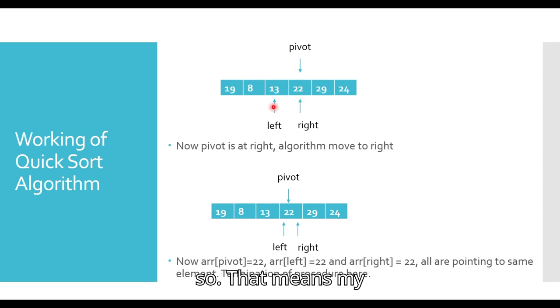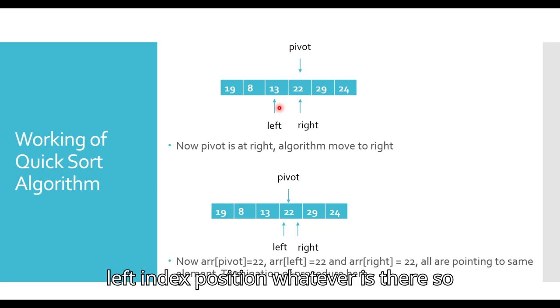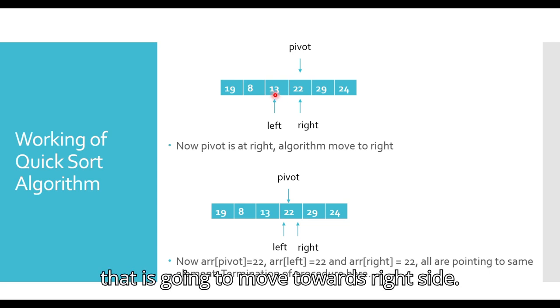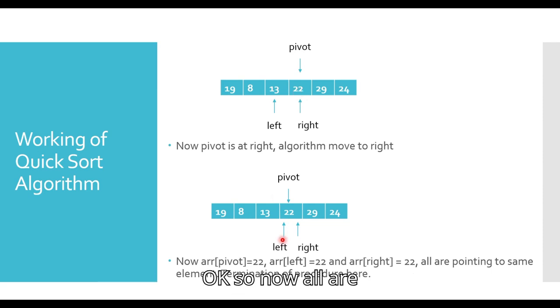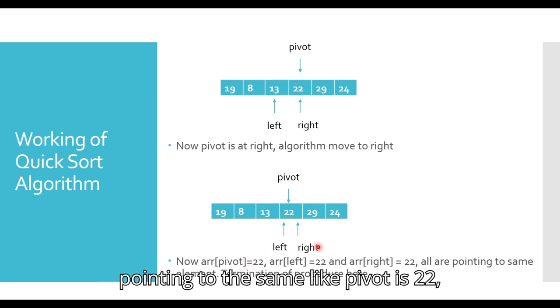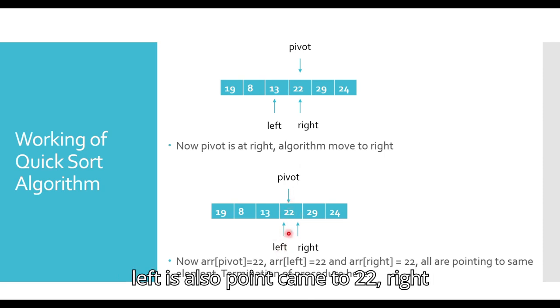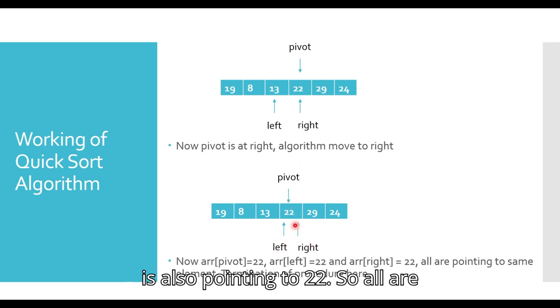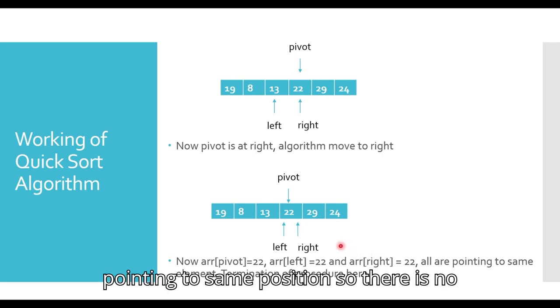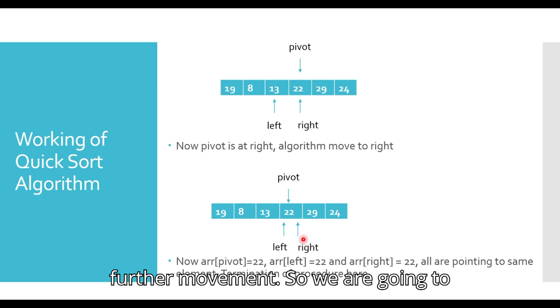So that means my left index position is going to move towards the right side. Now all are pointing to the same: the pivot is 22, left has also come to 22, and right is also pointing to 22. So all are pointing to the same position, there is no further movement, so we are going to terminate the procedure here.